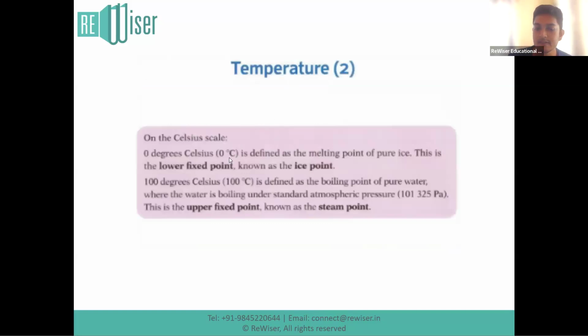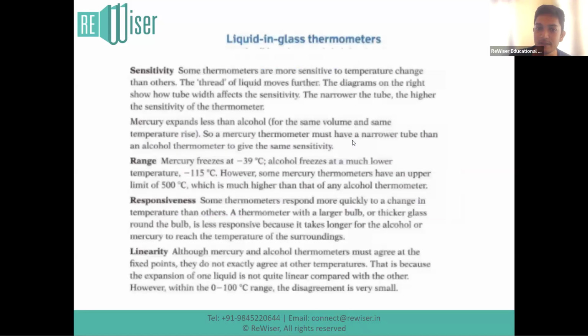Again, because 0 degrees Celsius is the transition from ice to water or water to ice, it's called the lower fixed point on a thermometer, also known as the ice point. The 100 degrees Celsius, which is the boiling point, is the upper fixed point, also known as the steam point. Now, let's talk about liquid in glass thermometers and certain quantities which are associated with them.